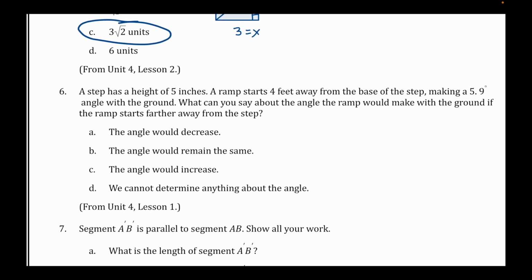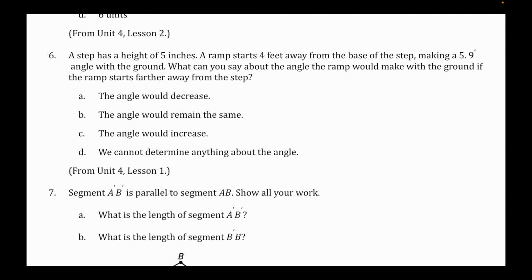That then brings us to question 6. We have a step with a height of 5 inches and a ramp that starts 4 feet away from the base of the step. And it makes a 5.9 degree angle with the ground. What can you say about the angle that the ramp would make with the ground if the ramp starts farther away from the step? So let's just draw a representation of what they mean.